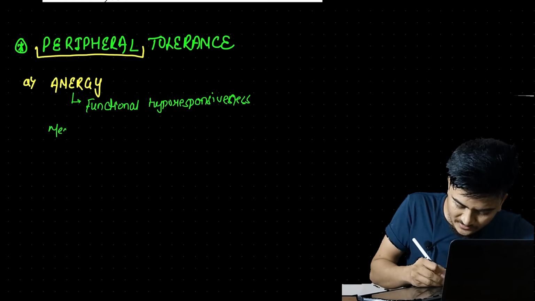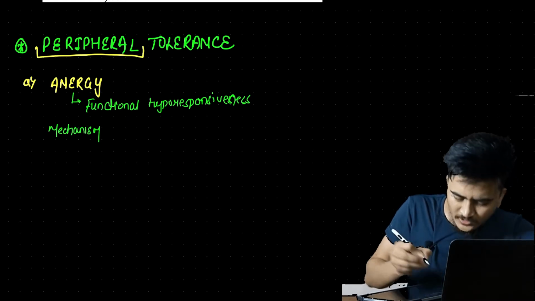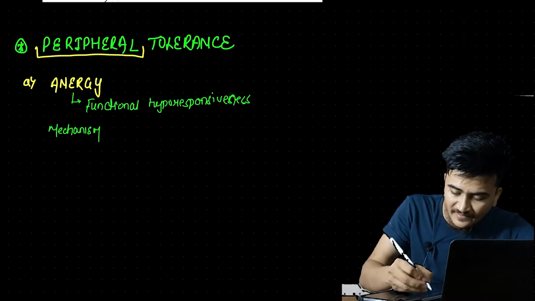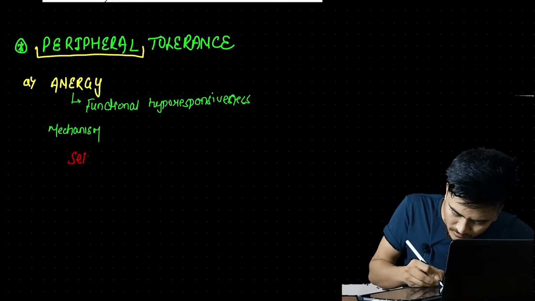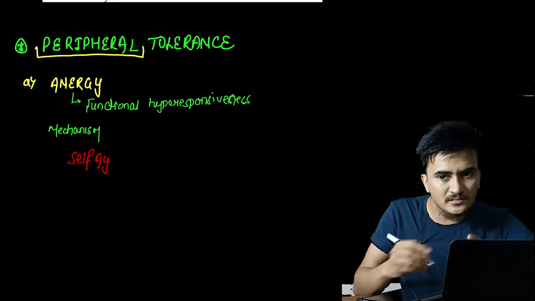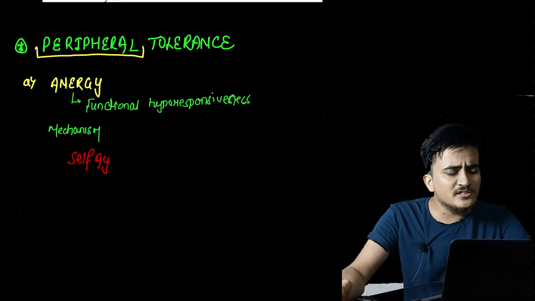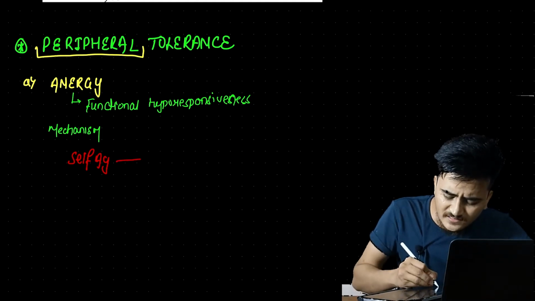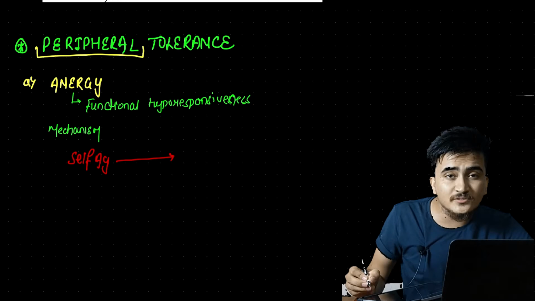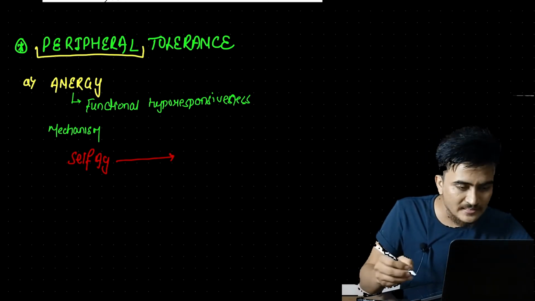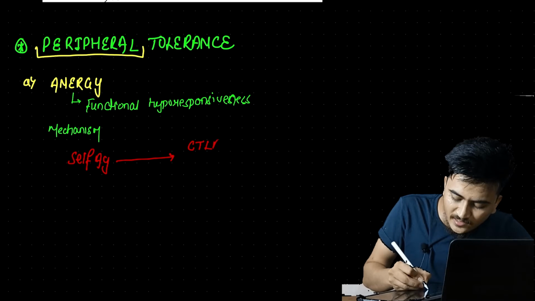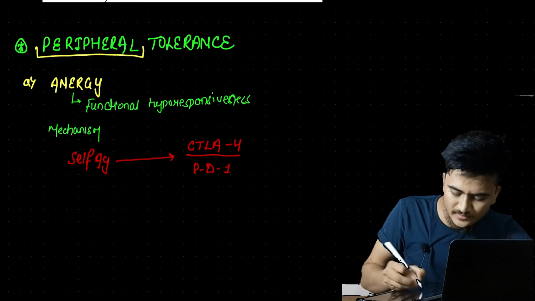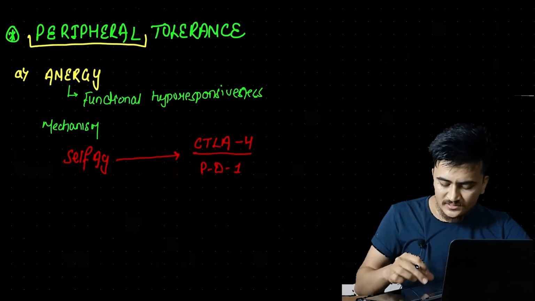Talking about the mechanism of anergy. What we have right now is self-antigen, which is revolving in peripheral circulation. The expression of this self-antigen causes interaction between two molecules. And what are these two molecules? These are CTLA4 and PD1.